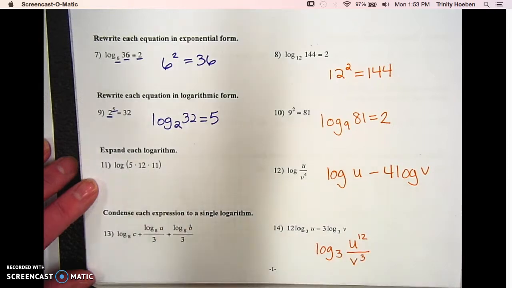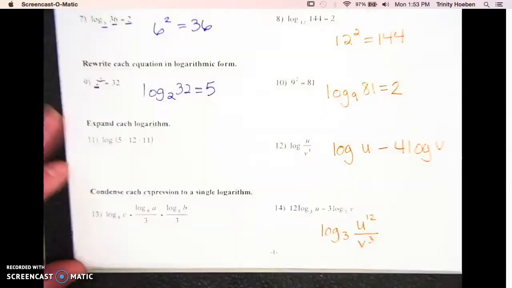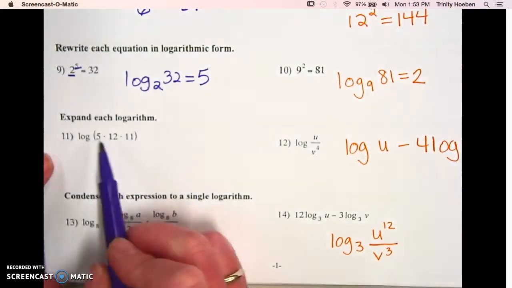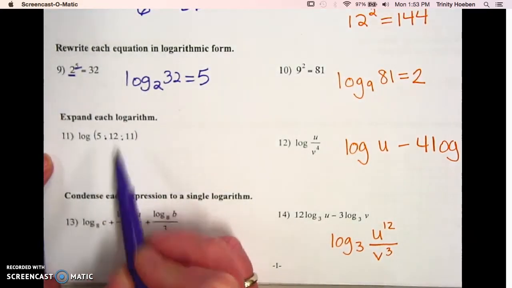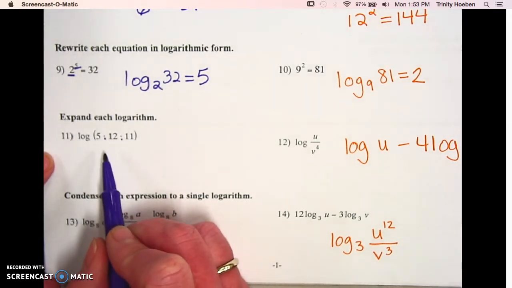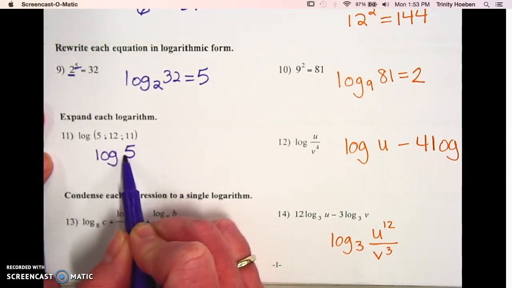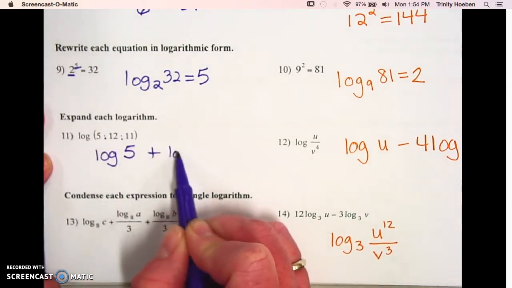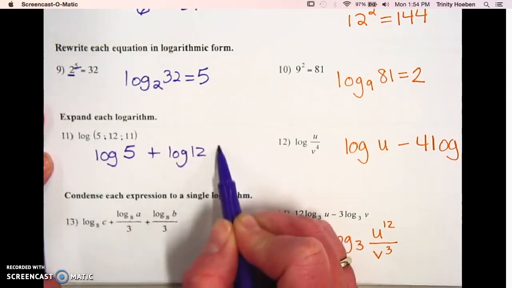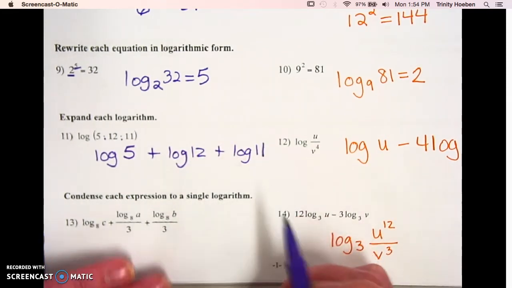All right. Number 11, we're going to expand that log. And since there's multiplication right here and right here, the operation is plus. So this is going to become log base 10 of 5 plus log base 10 of 12 plus log base 10 of 11. That's all you need to do.